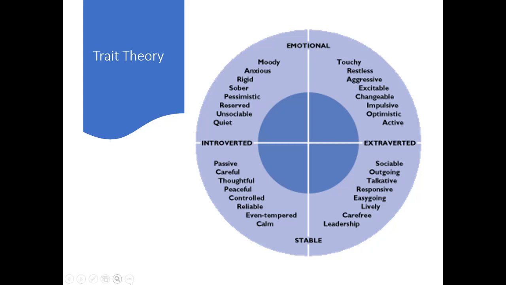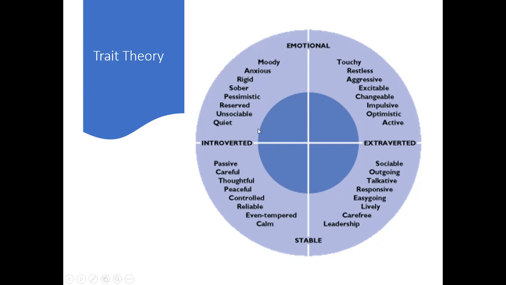So you might have something like the emotional versus stable trait and the introverted versus extroverted trait. And along these dimensions, we might be somebody who tends to be highly emotional, or somebody that tends to be highly emotionally stable, somebody who's more introverted, somebody who might be more extroverted. And we can follow along these different dimensions to see how people might describe us.